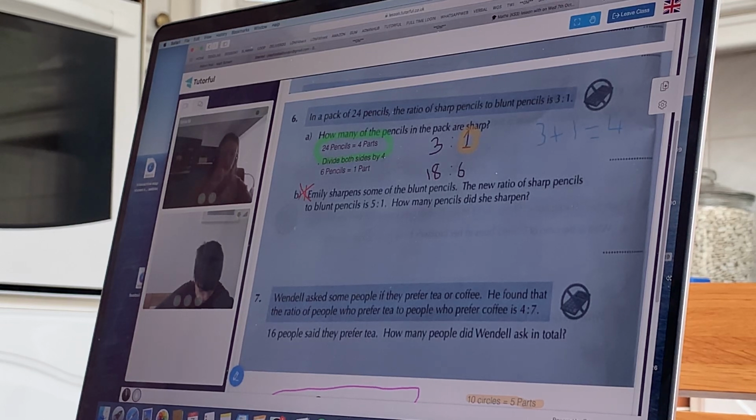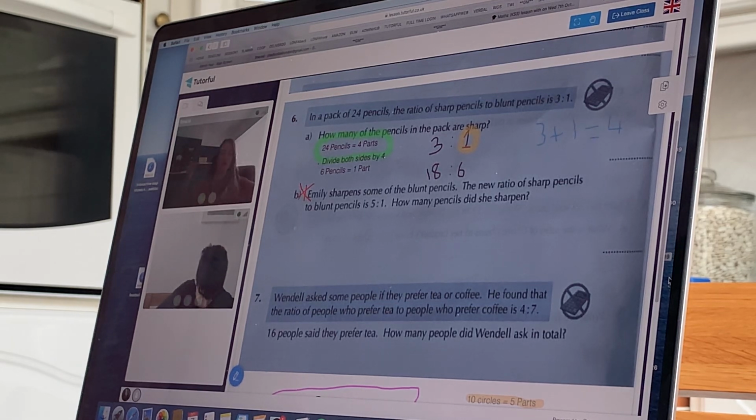And then B. So Emily sharpened some of the blunt pencils. The new ratio is 5 to 1. So we have to do the same thing again. Figure out of the 24 pencils, how many are now sharp. So it went up. So for 3, it went up 2. So now there's more sharp pencils, so it'll be above 18. But 1 is still the same.